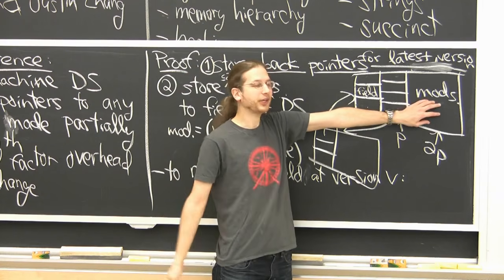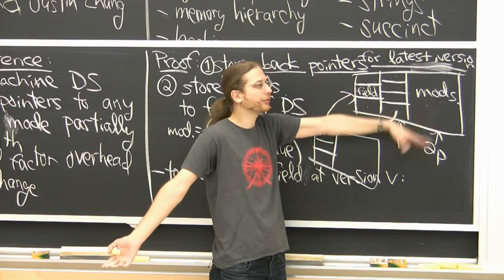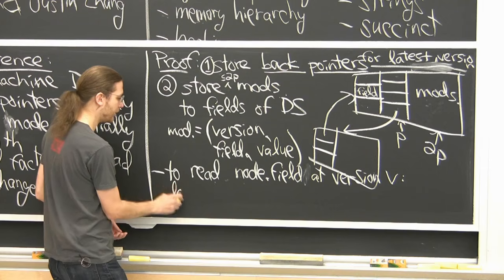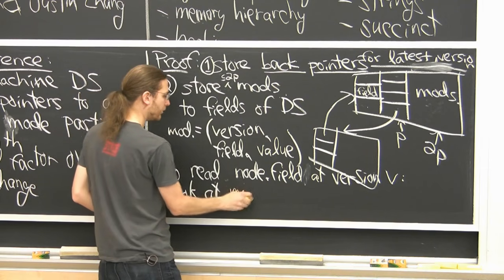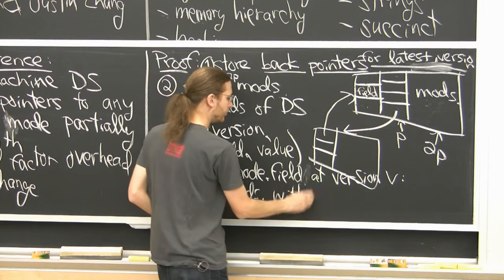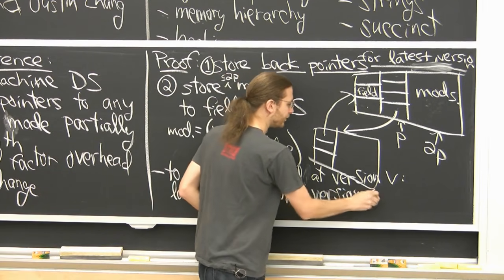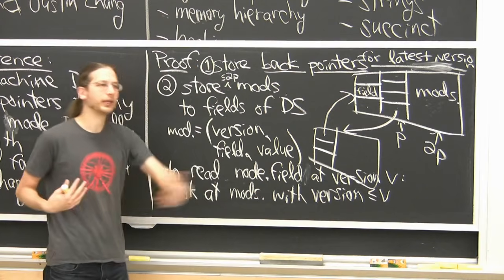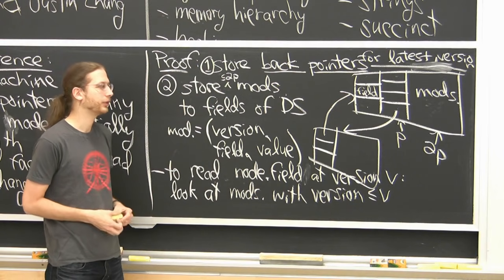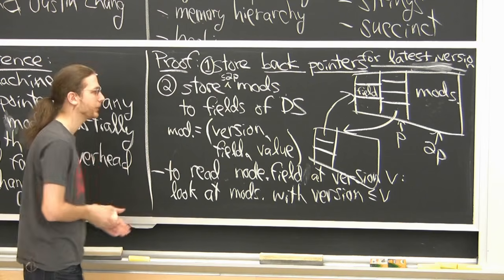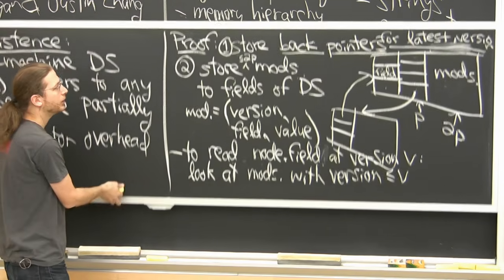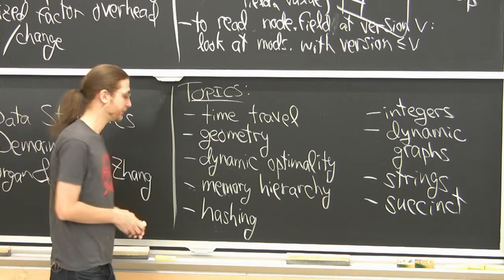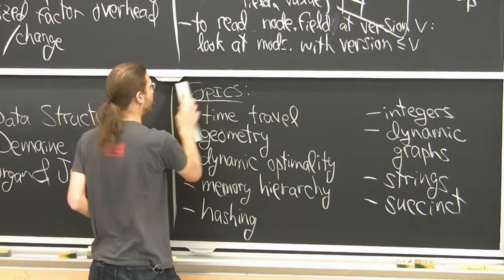I just look through all the modifications. There's constantly many, so it takes constant time to just flip through them and say, well, what changes have happened up to version v? So I look at mods with version less than or equal to v. That will be all the changes that happened up to this point. I see, did this field change? I look at the latest one. That will be how I read the field of the node. So constant time. There's lots of ways to make this efficient in practice, but for our purposes, it doesn't matter. It's constant. The hard part is, how do you change a field? Because there might not be any room in the mod structure.